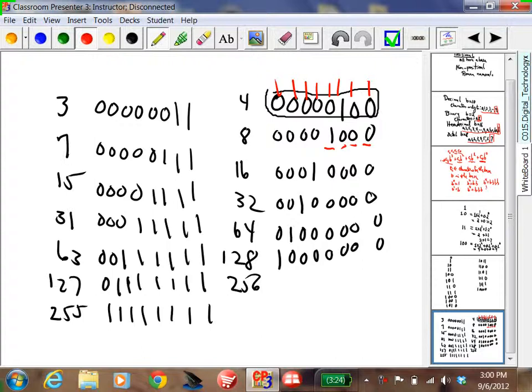How would you represent 9? I just figured stick another 1 in there. That'd make it 9. How would you represent, say, 11? Yeah, 8 plus 3, right? So you see where I get these numbers from? Good.